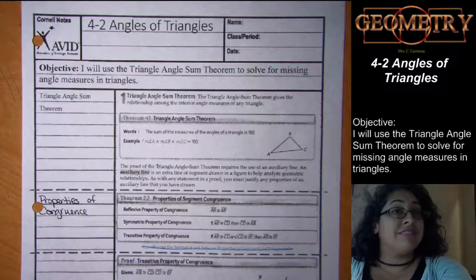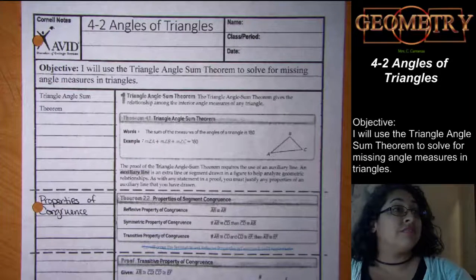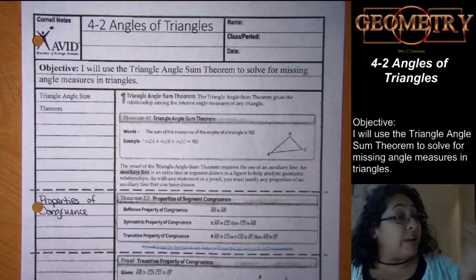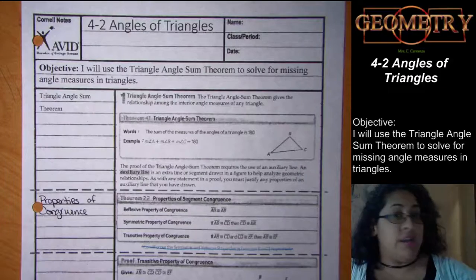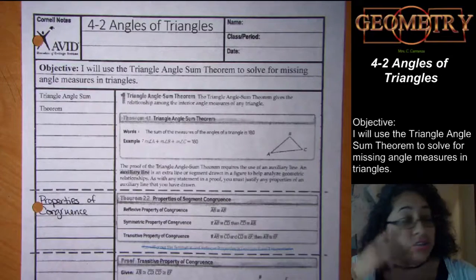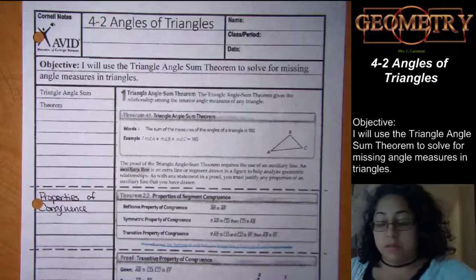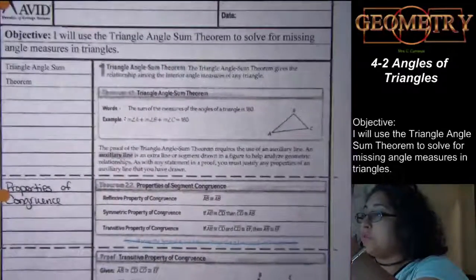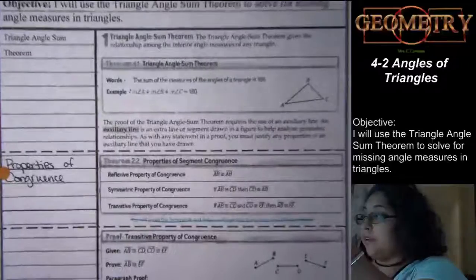Angles of triangles. Objective: I will use the triangle angle sum theorem to solve for missing angle measures of triangles. All right, so we're going to be using the triangle angle sum theorem and another one to help us solve for the measures of missing angles in triangles. All right, so we have our first one, our triangle angle sum. There it is for you.